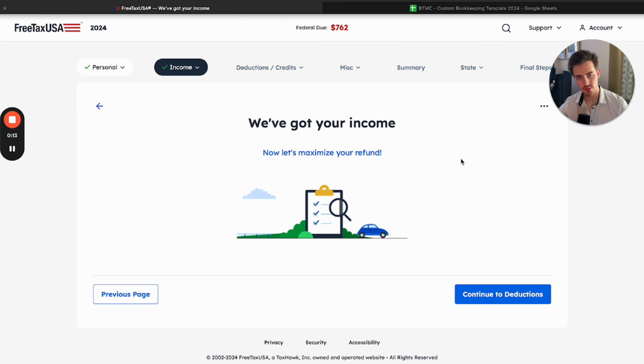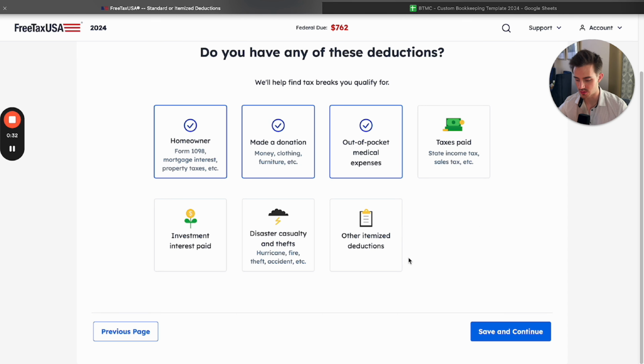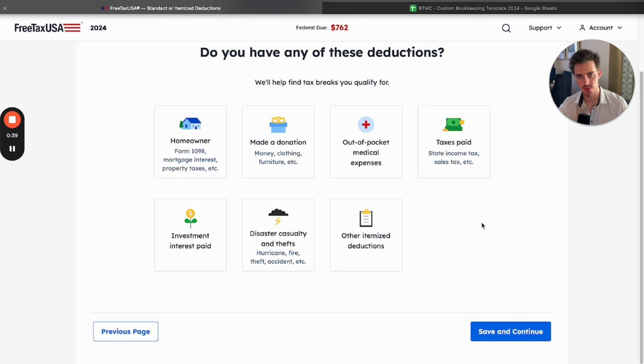All right, now that we have all of our income in, let's start going through the rest of these screens and get us on the home stretch. So if you do have any kind of these deductions right here, let's say you are a homeowner with mortgage interest, you made a donation, you had some out-of-pocket medical expenses, you paid some property taxes, you had an investment interest, this is going to decide the difference between itemizing and taking the standard deduction.